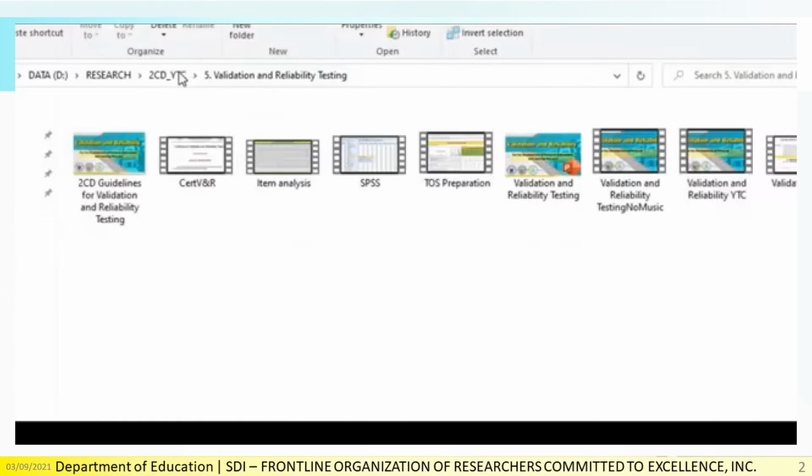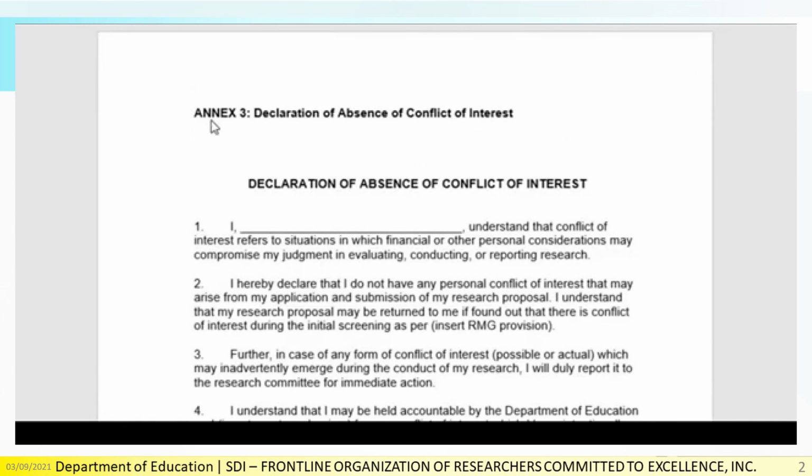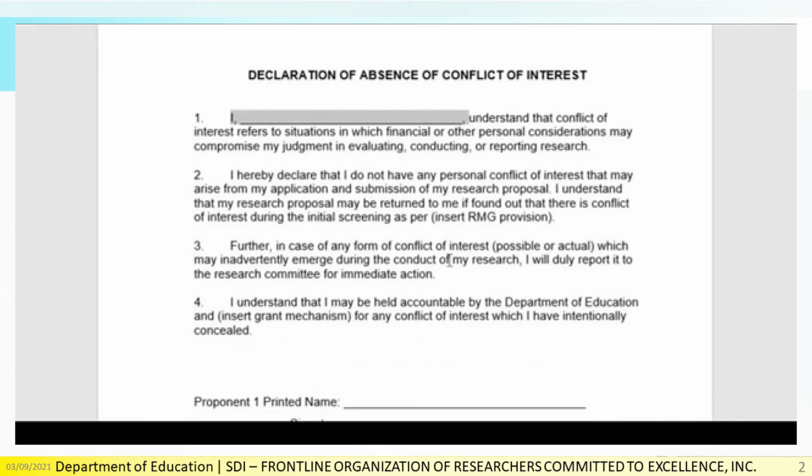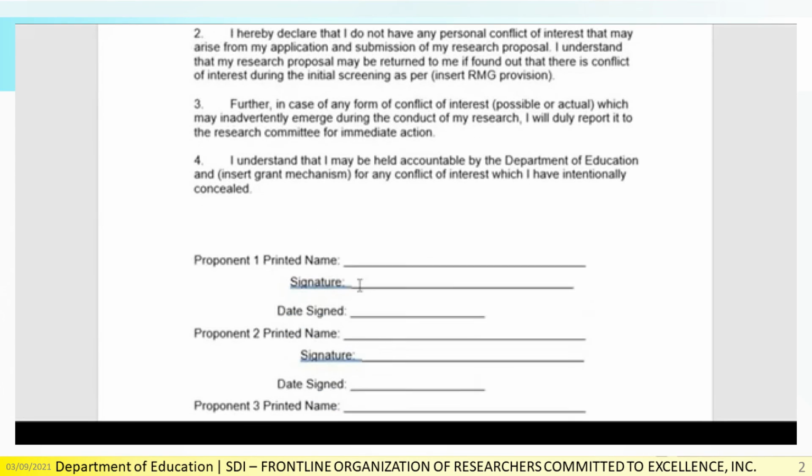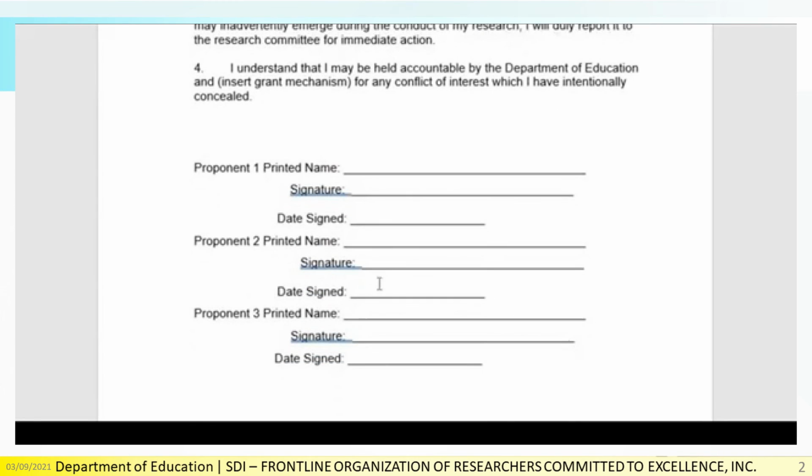The third, we have Annex 3, Declaration of Absence of Conflict of Interest. So, same with that of the anti-plagiarism. So you have I, then state your name, or you can have the we. So we have proponent 1, printed name, signature, then date signed. Okay? Same with proponent 2 and 3.